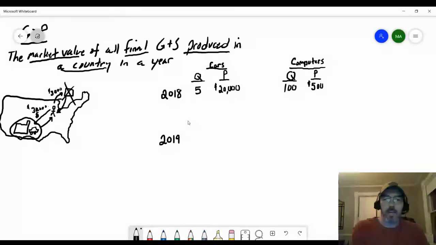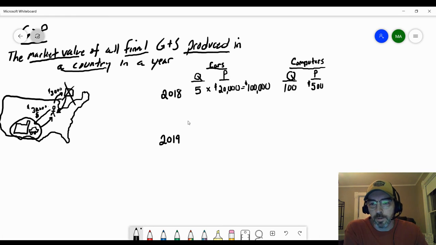We'll get to 2019 in a moment, but let's think about what's the GDP for this country in 2018. Calculating GDP is fairly simplistic when you think about it. We're literally just taking the quantity of the things we produced, in this instance 5 cars, multiplying by the price of the car, which is $20,000. So we're going to multiply these two, and we end up getting a total of 20,000 times 5. That's $100,000. So that's the total value of all the cars produced here in the country.